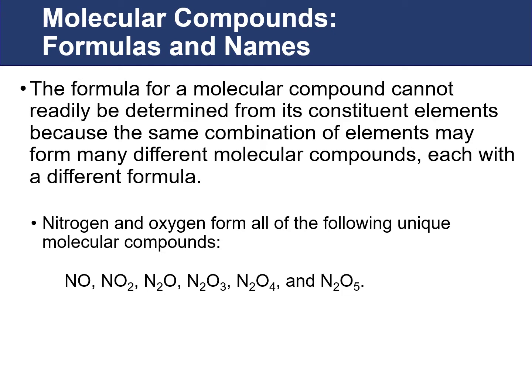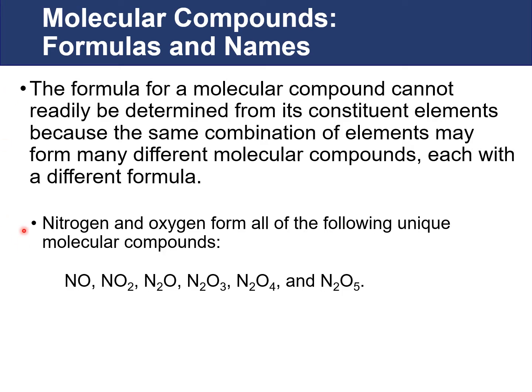In the case of the ionic compounds, when we were trying to name them and figure out how many things are bound together, what we were looking at was the charge that each one of the metals should take and the charge that each one of the anions should take, and trying to balance out the charge to come up with an overall net zero charge. In the case of molecular compounds, the formula for a molecular compound cannot readily be determined from its constituent elements, because the same combination of elements may form many different molecular compounds, each with a different formula.